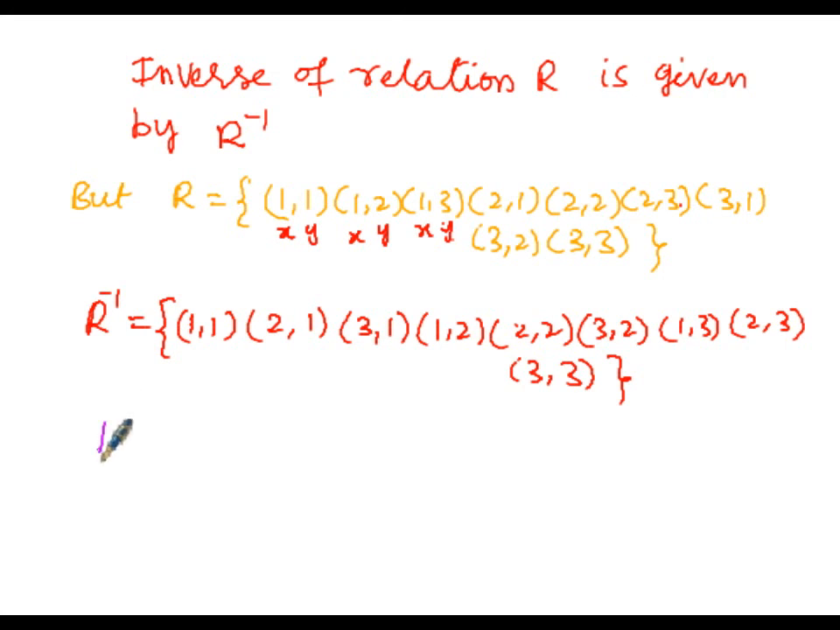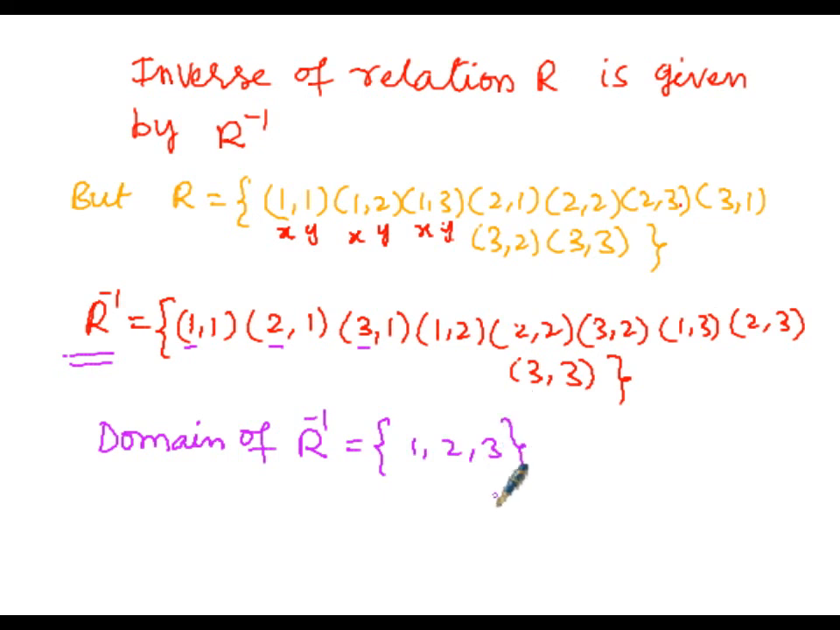So the domain of the inverse relation R inverse is what we have to find. The domain is nothing but the set consisting of all the first coordinates of all the ordered pairs. The first coordinates are 1, 2, 3, 1, 2, 3, and again 1, 2, 3. So we can write it as only {1, 2, 3} without repeating the elements. Then we have to write the range.